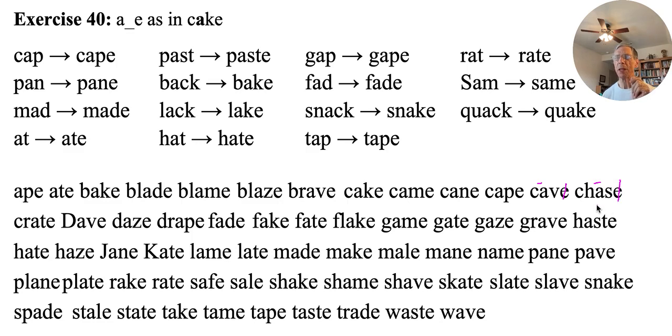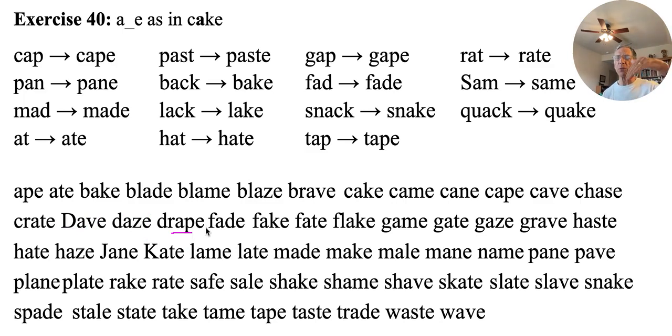Chase, the policeman chased the bad guy. Crate, a crate for carrying things on. Dave, it's the name. Notice the E. Dave. Daze, he was in a daze. Confused. Woke up and didn't know where he was at.